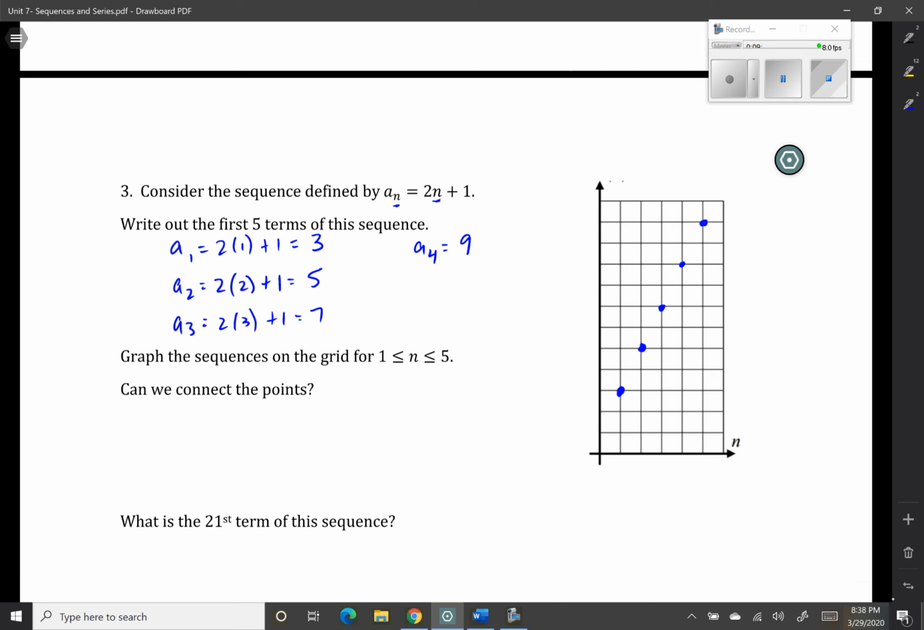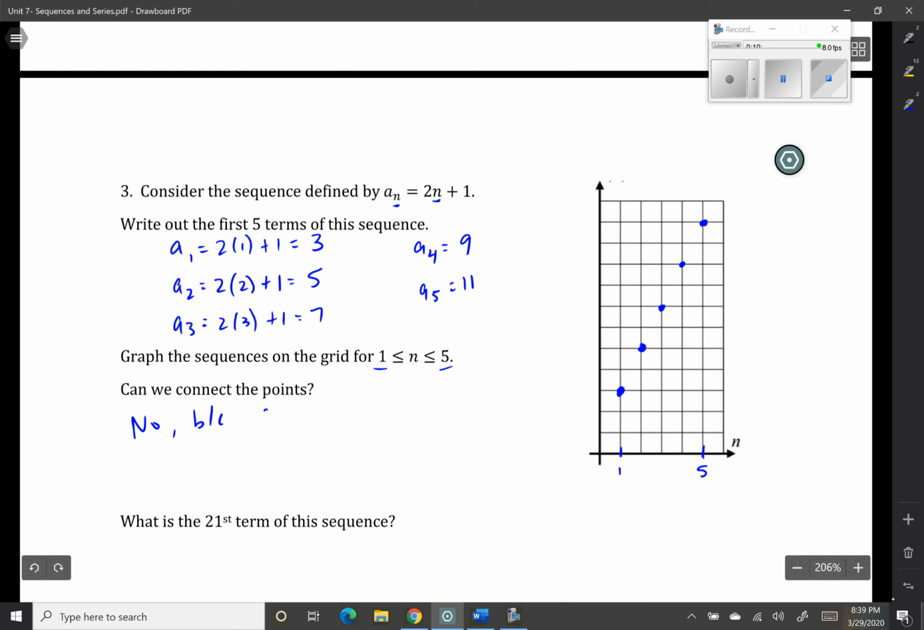Now, notice it does say to graph the sequence, on the grid between 1 and 5. So here's 1, here's 5. So we've completed the graph between 1 and 5. It's not a line, so we're not going to actually go through and connect the points here. It's a sequence of points that represent this sequence. So we don't want to show anything else other than just those 5 dots. That's all we actually want. Right? So it says, can we connect the dots? The answer here is no.